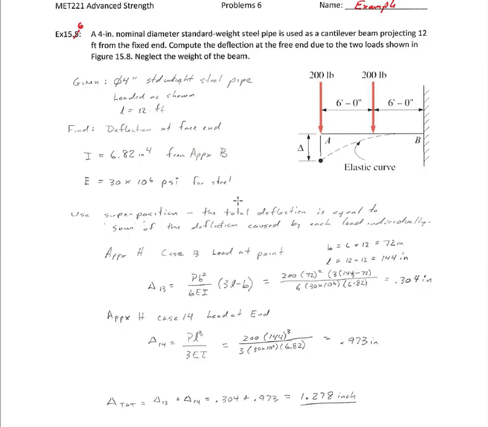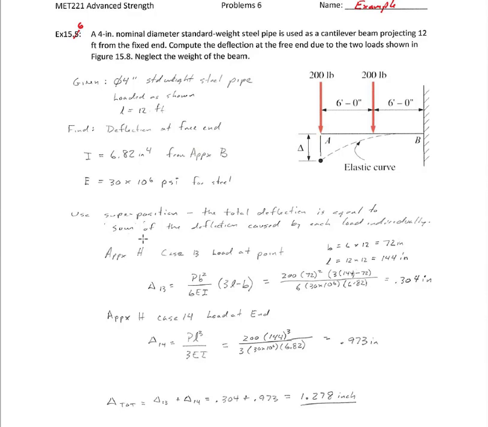We're going to use the superposition method. What that says is the total deflection at point A is equal to the sum of the deflections caused by first the point load at A and second by the second load. The reason we can do that in this particular case is that if we look at Appendix H, Case 13 and Case 14, the maximum deflection for both of these cases is at the end of the beam. So it works for us.